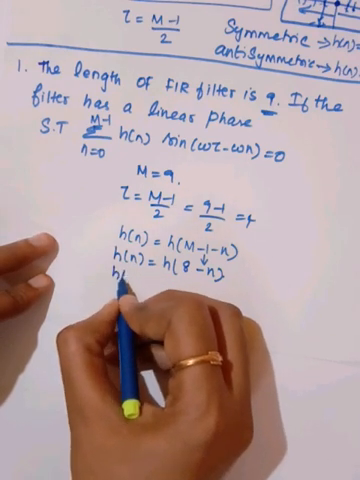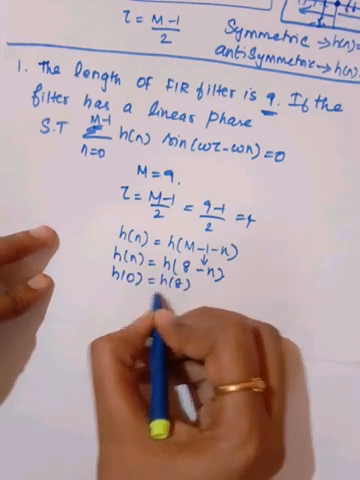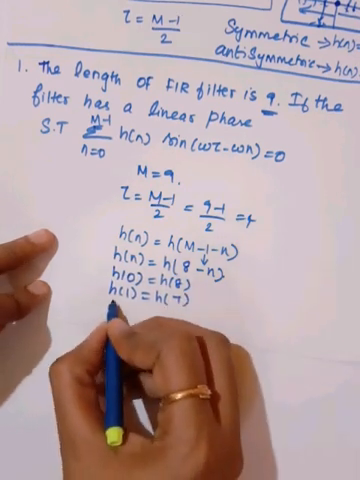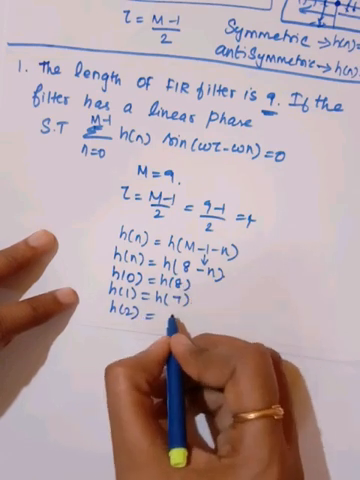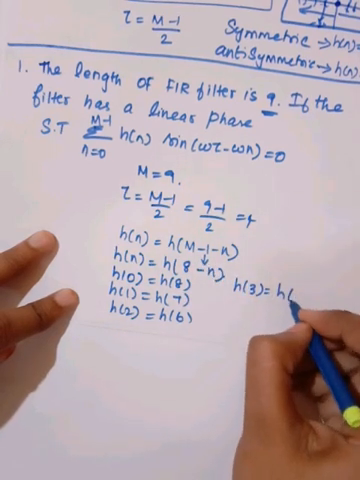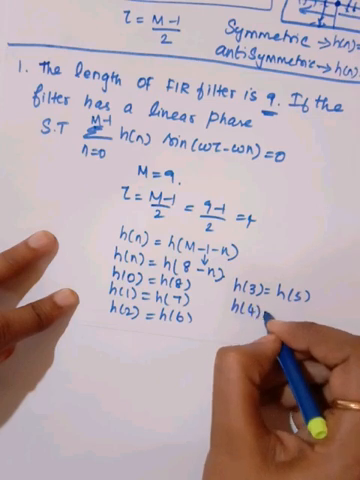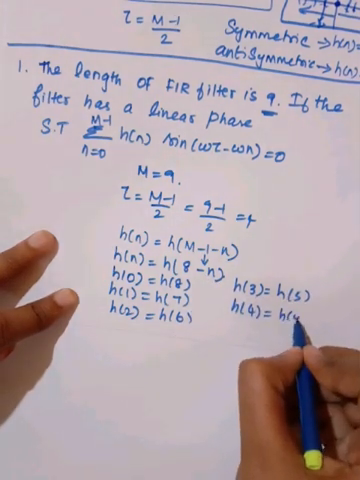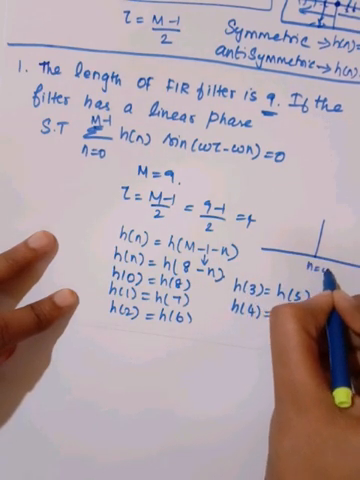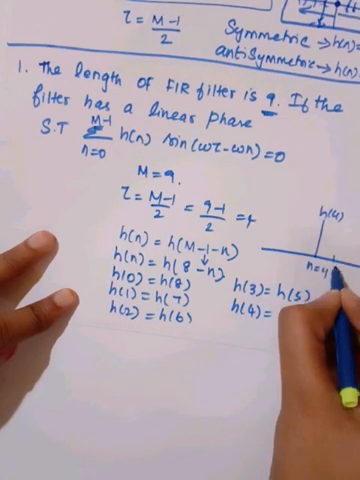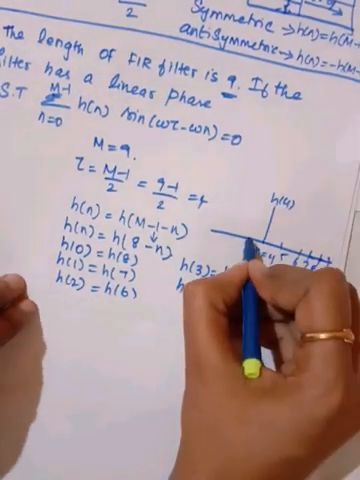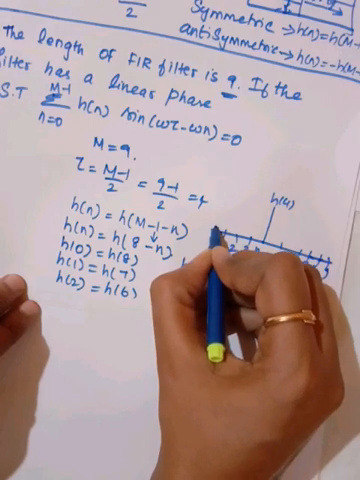Now substitute n equal to 0, and you will get h of 8. When n is equal to 1, you will get 8 minus 1, so it is h of 7. For h of 2 you will get 8 minus 2, so h of 6. Similarly, h of 3 is equal to h of 8 minus 3, which is h of 5. Then substitute n equal to 4, and you will get h of 4. So the coefficients are h of 0 through h of 8.